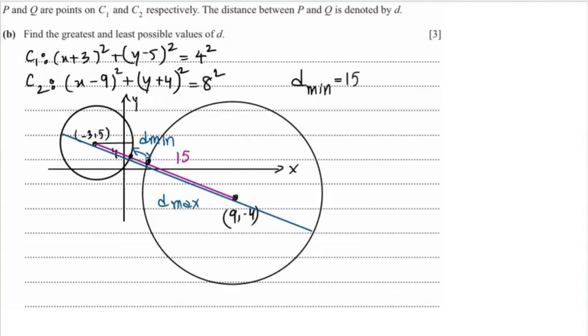take your distance 15 and subtract the two radii, which are 4 and 8. So 15 minus 12 is going to be 3. And the maximum possible distance, you get it. You will add the radii this time. So this is 15 plus 12, which is 27.